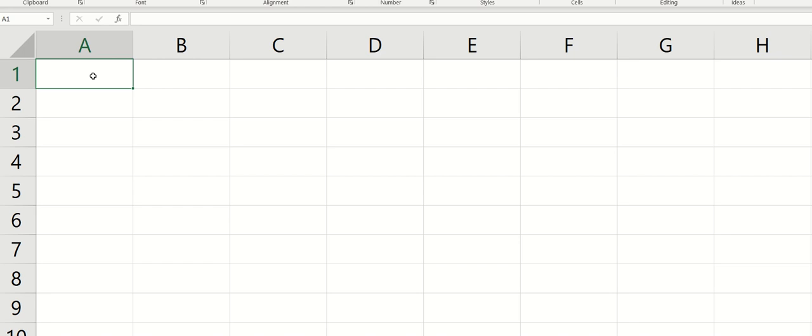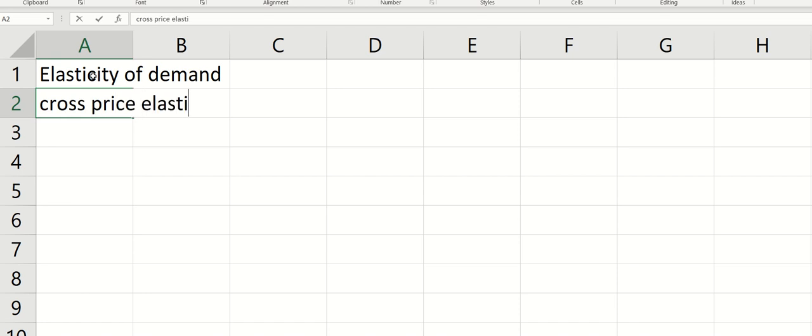Now remember there are three types of elasticities. We have the elasticity of demand, the price elasticity, and we'll also have the cross price elasticity. And lastly, we have the income elasticity. So we're going to do each one of these. Okay, so first, let's do an example.